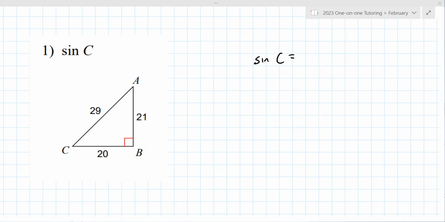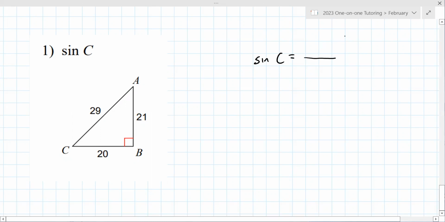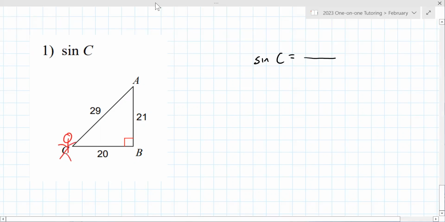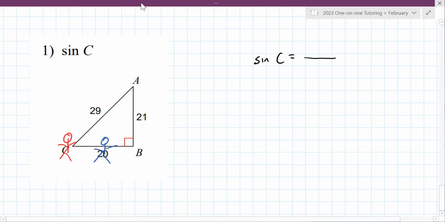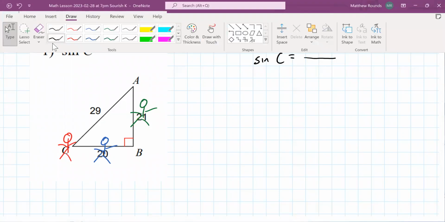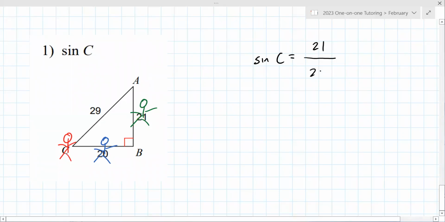Sine of C equals 20 over 29. How did you come up with that? Because 20 is the opposite and 29 is the hypotenuse. So here's C. Let's imagine you're standing at C. And here's 20. And then here is the guy at 21. Who's the furthest from you? It's 21. So it matters, right? You got to get the numbers down. It's 21 over 29.